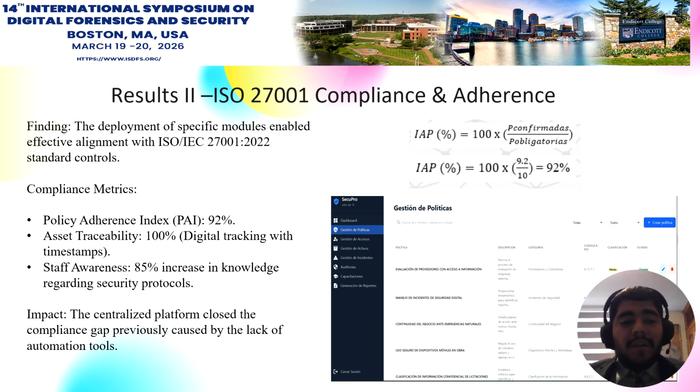For results 2, the second group of results evaluates compliance with ISO 27001 controls. The system achieved a policy adherence index of 92%, indicating a high level of compliance with the organization's security policy. Asset traceability reached 100%, meaning all registered assets were trackable within the platform. In addition, the training modules contributed to an 85% increase in staff awareness regarding cybersecurity protocols. These results confirm that the system supports organizations in adopting international information security standards effectively.